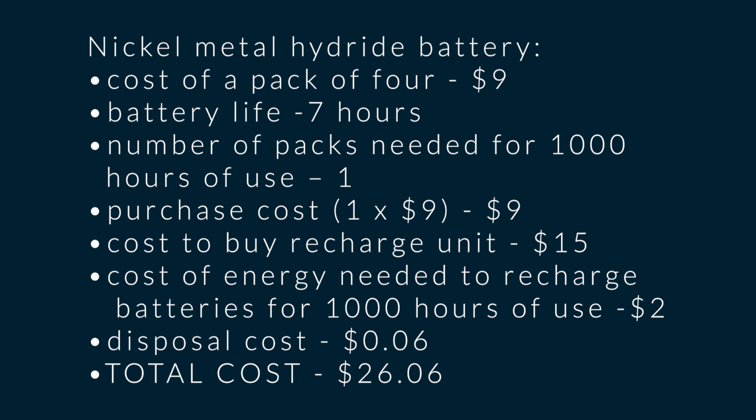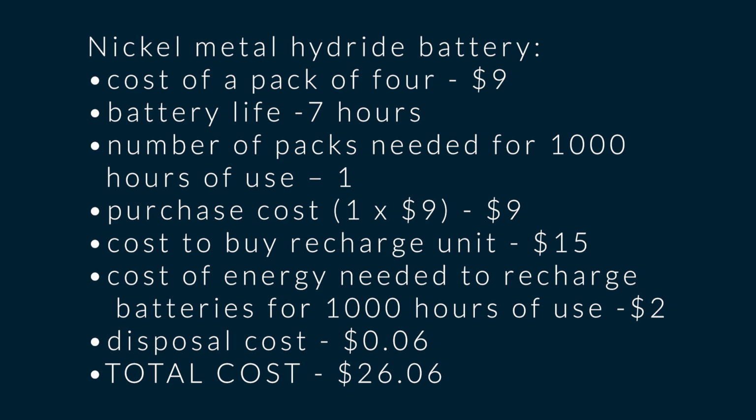So the cost of a pack of 4 is $9. The battery life, 7 hours. Number of packs needed for 1,000 hours of use is 1. Why? Because the batteries are rechargeable. The purchase cost is 1 times $9, so that's $9. Cost to buy recharge unit is $15. Cost of energy needed to recharge batteries for 1,000 hours of use is $2. Disposal cost 0.06. So now in this case, the total cost will be $26.